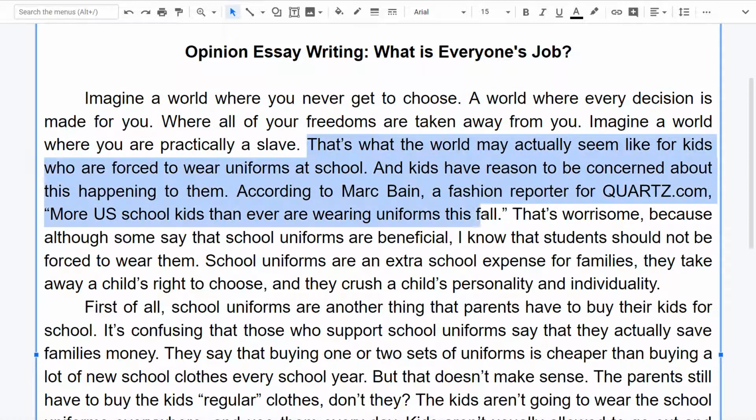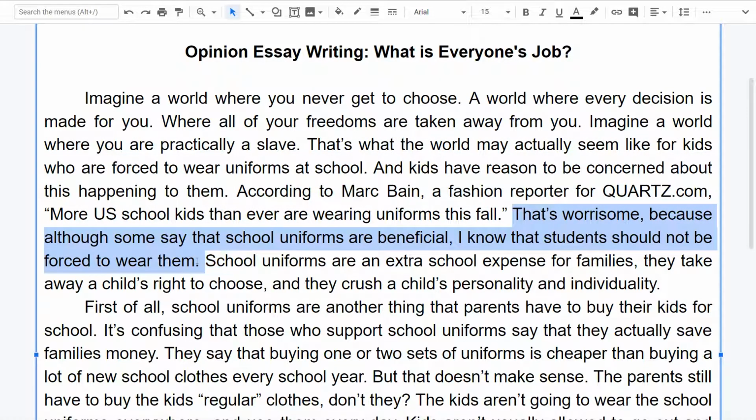After you have the hook, you hooked them in. After the next thing, you gave them some information. Your job now is to tell them what you feel, what your opinion is. So for this opinion, they said students should not be forced to wear uniforms. That was their opinion. That's what they thought. So the job of that next sentence is to tell people what you think.